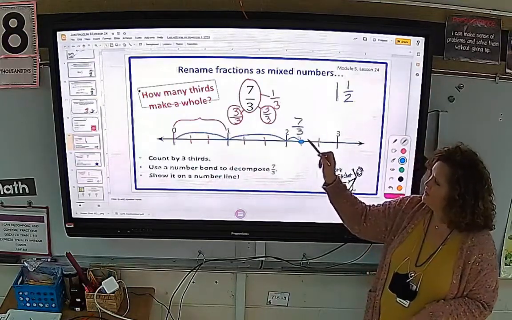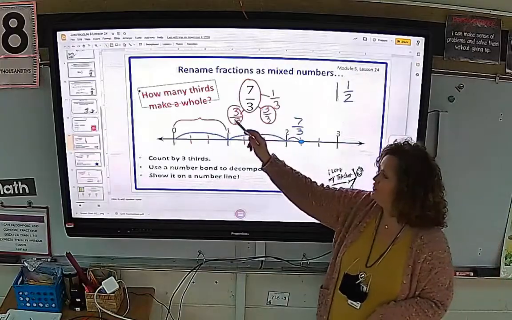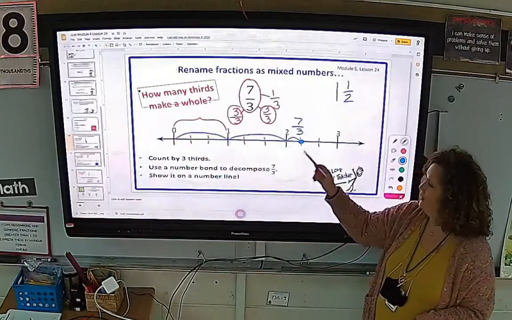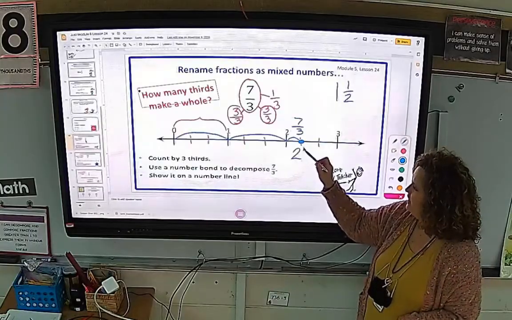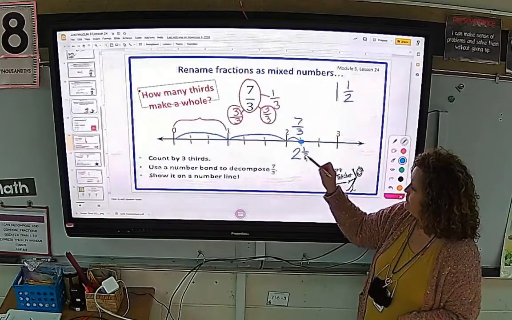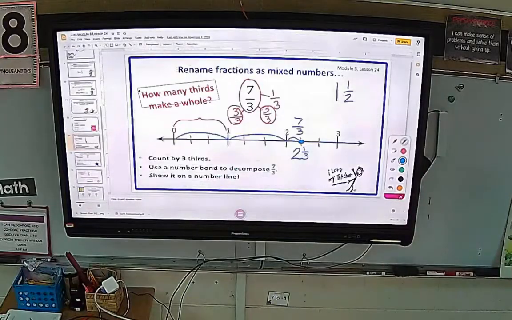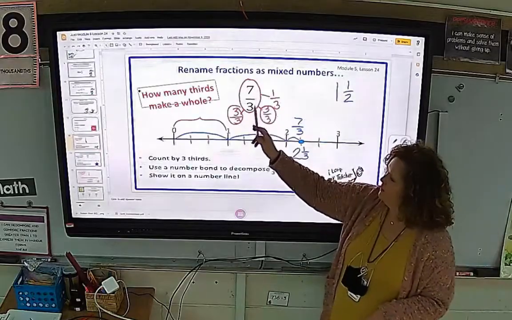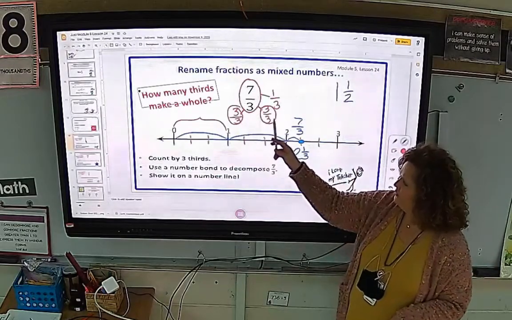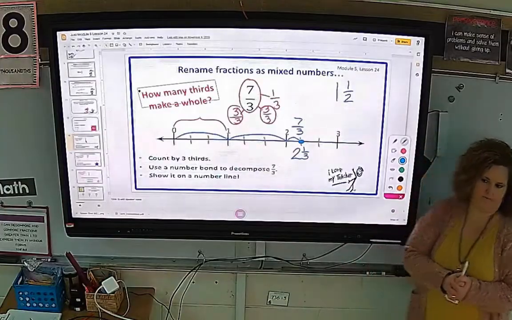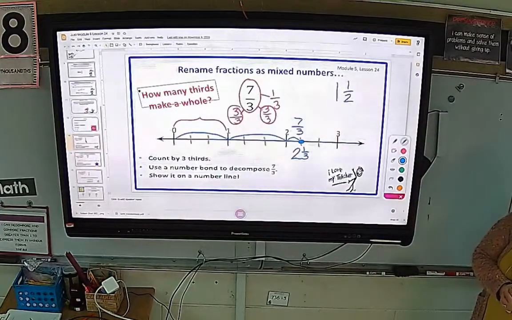But now that's not just 7/3. It is 2. Look, guys. 1, 2. It is 2 and 1/3. That's its other name. 2 1/3. Okay. So this number bond is helping me see that I've got 2 1/3. Okay. All right.